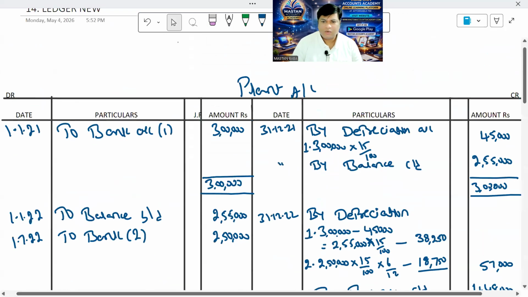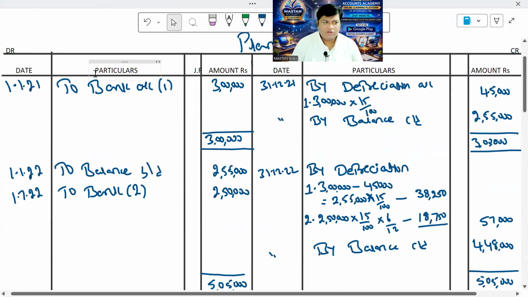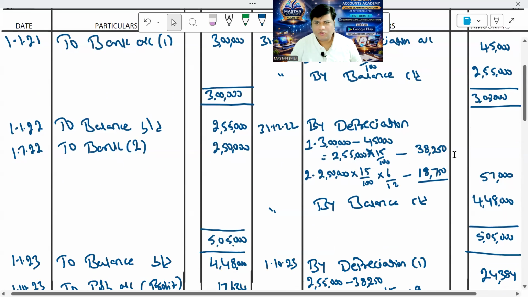So dear students, once again I'm going to revise it. What's the revision? We purchased a plant on 1/1/21 for 3 lakhs. In this financial year, we have not purchased any other machinery, and we have not sold any existing plant, neither purchased nor sold. So what I did, simply on 3 lakhs at 15% for the full year is 45,000, balance 2,55,000. To balance brought down 2,55,000.